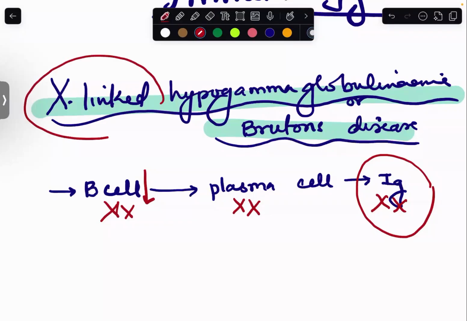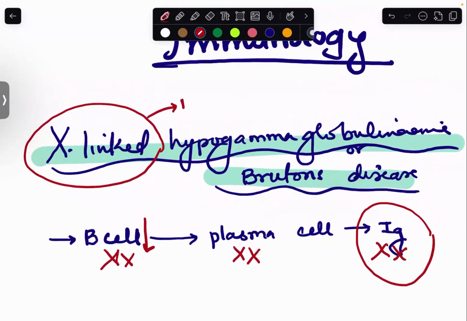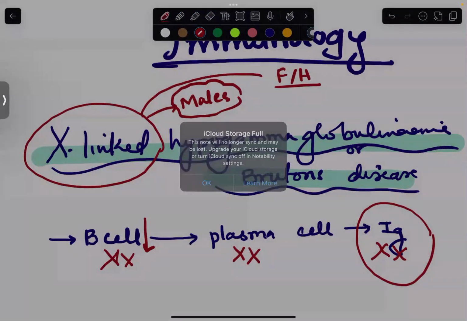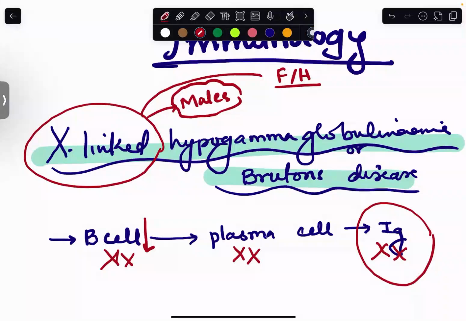Now this is X-linked recessive. That means commonly the males will be affected. So you will always find a family history of an uncle or grandfather having some kind of disease. They will say the uncle passed away due to some kind of infection. They will give you a positive family history. It's not that the uncle passed away due to cardiovascular disease or stroke. That's not cardiovascular, this is not hyperlipidemia. This is X-linked. So you have to look into whether there is a family history of infection or not.